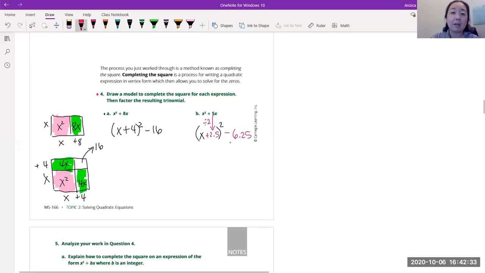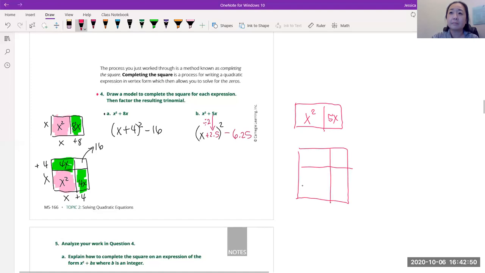All right. So now we're going to try this. What about we do something a little bit harder? We go x squared plus 5x. So I'm going to just draw a picture right here. Here's my x squared. Here's my 5x. Remember, we want to now change it into a rectangle, a square. This is my x squared.